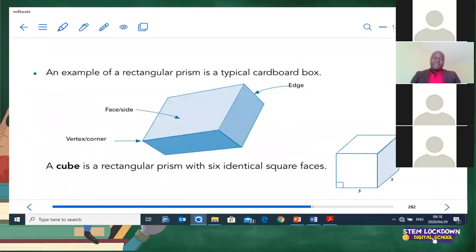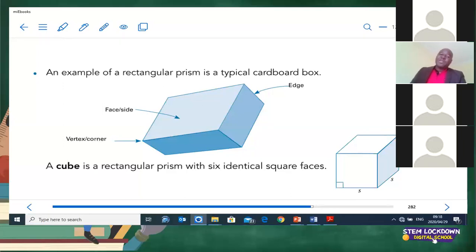So you can see we have an example here of a rectangular prism. And of course, this side here, or the top one there, is known as a face. That's your face. And this one in the corner here, which forms an angle, we know it's known as the vertex. And then that line there is known as the edge. So basically, a cube is a rectangular prism with 6 identical squares.